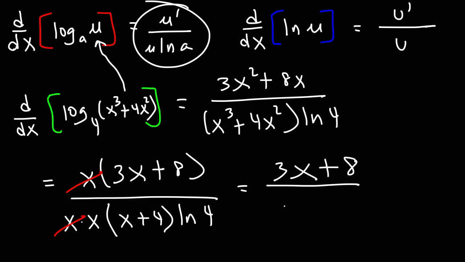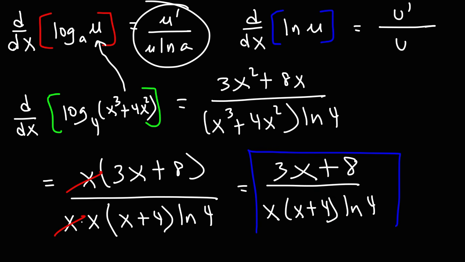divided by x times x plus 4 times the natural log of 4. Or you can just rewrite that part as x squared plus 4x. There's many ways in which you can write your final answer. Hopefully your teacher won't be too picky about exactly how she wants you to leave your final answer. But that's it. So that's how you could find the derivative of this logarithmic function.